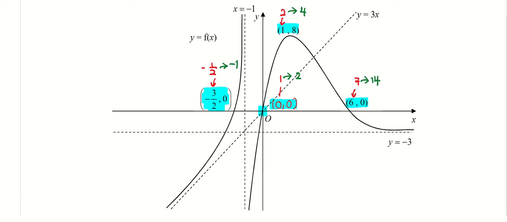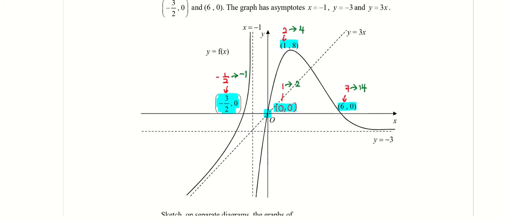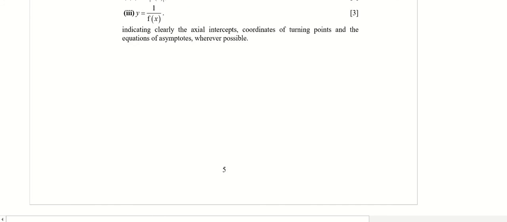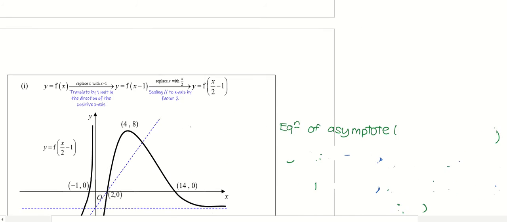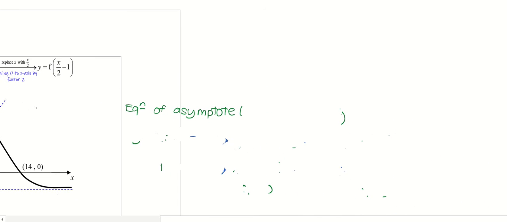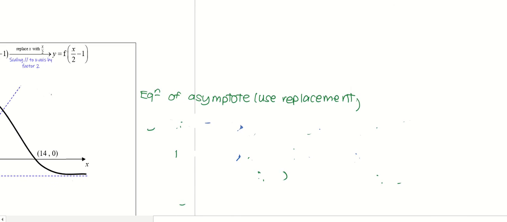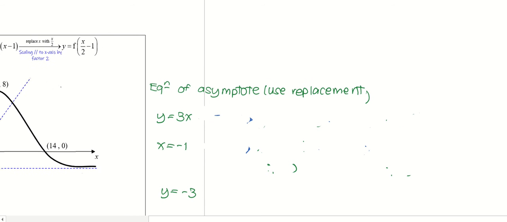Graphically, all my graph has to shift to the right. At the same time, can you see that I have 3 asymptotes? So how do you find the equation of the asymptotes? Allow me to find the equations of the asymptotes first before I show you the graph. Recall that to find the equation of an asymptote, it's always by using replacement. Let me write down my original equations first. These are my 3.